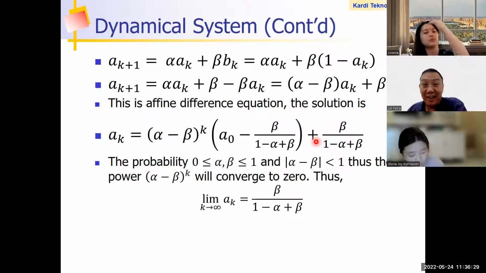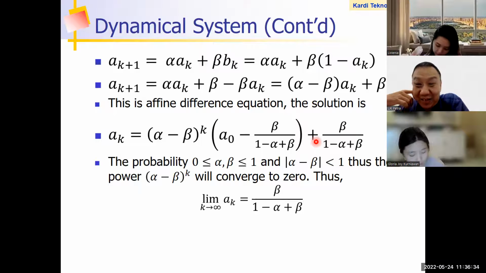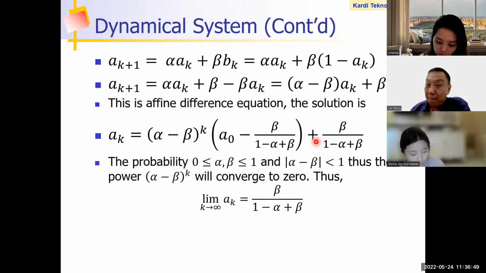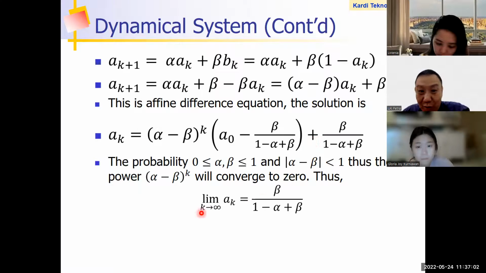So look, I can get the long-term behavior of the Markov chain. Wow, isn't that nice? In fact, when you see the queuing theory that I gave you last time, all of those are the steady state, I mean the long-term behavior. So how do you get the long-term behavior? You put it into a dynamical system, and then you take the limit as k goes to infinity.